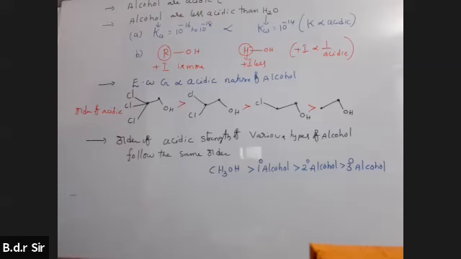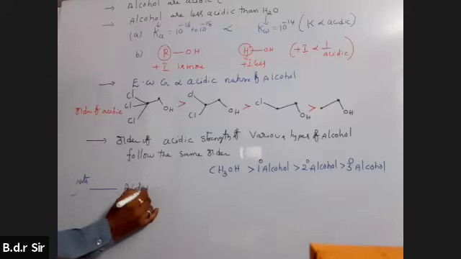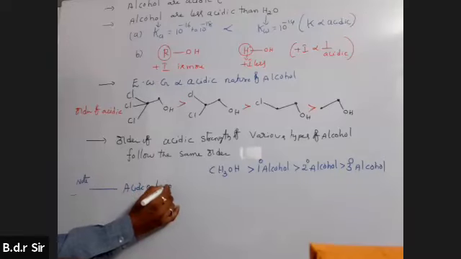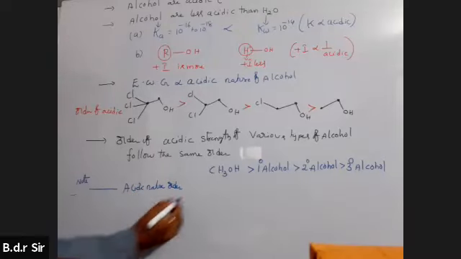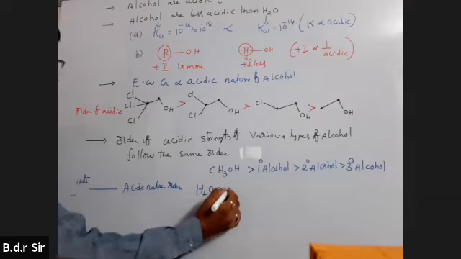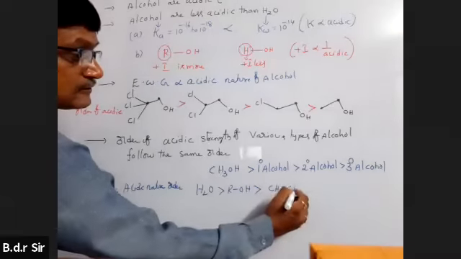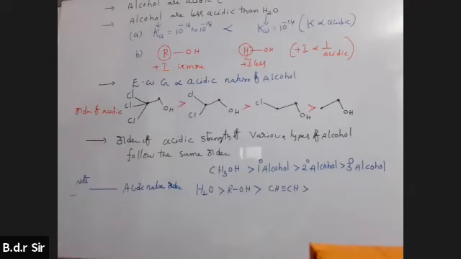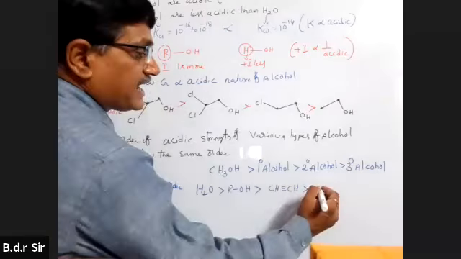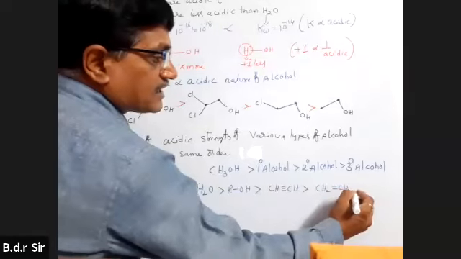Is it clear? Last point, acidic nature order. Water is more acidic than alcohol. Alcohols are more acidic than ethyne. Ethynes are more acidic than alkenes. Alkenes are more acidic than alkanes.